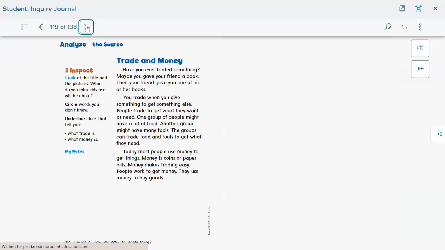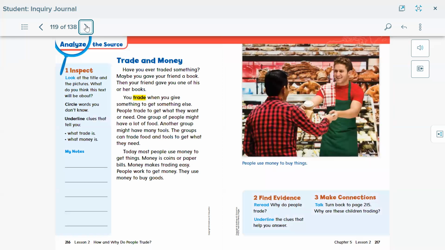All right, so let's see what we have. Trade and money. Book, page 216. Trade and money. Have you ever traded something? Maybe you gave your friend a book, then your friend gave you one of his or her books. You trade when you give something to get something else. So remember, you're not selling, you're trading. So you get and you give.